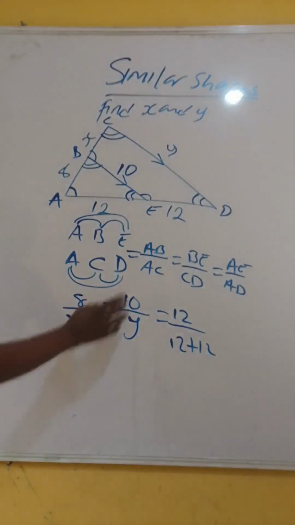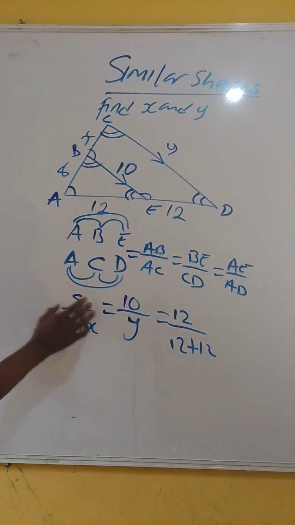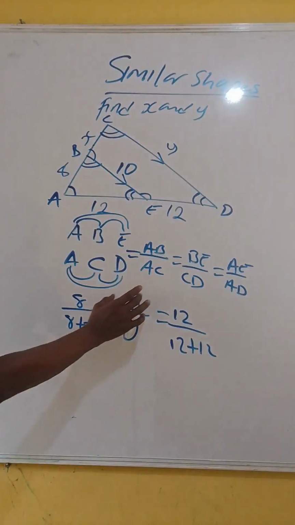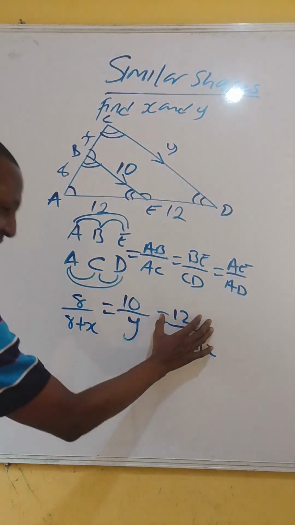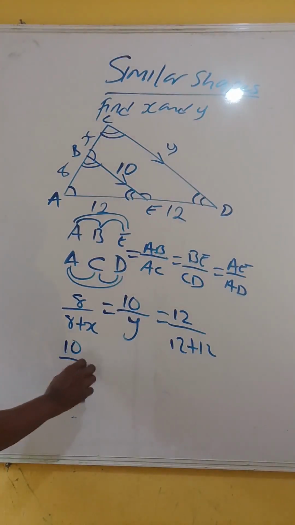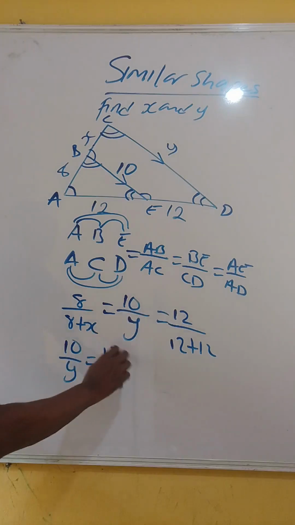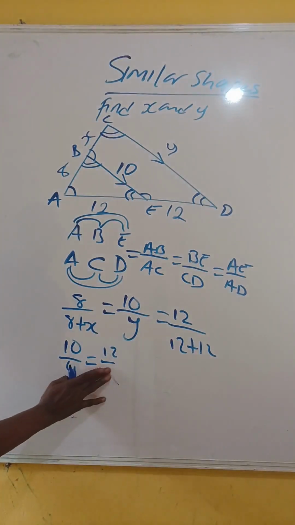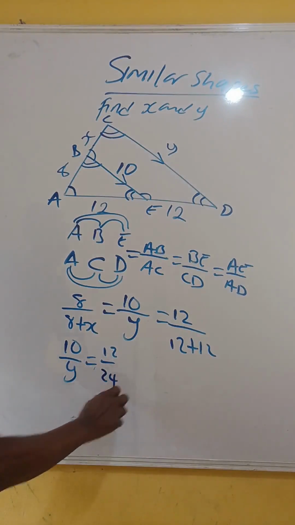If you look at it, this side is unknown. We will have one unknown here. So here you have the two sides, so I can do this equals this to get my Y. So I'll do 10 over Y equals 12 over 12 plus 12, which is 24.